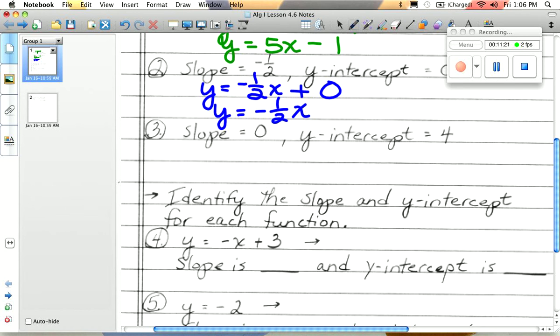Okay, anybody want to give the equation for number 3? Dylan, what do you think it is? Y equals x plus 4.